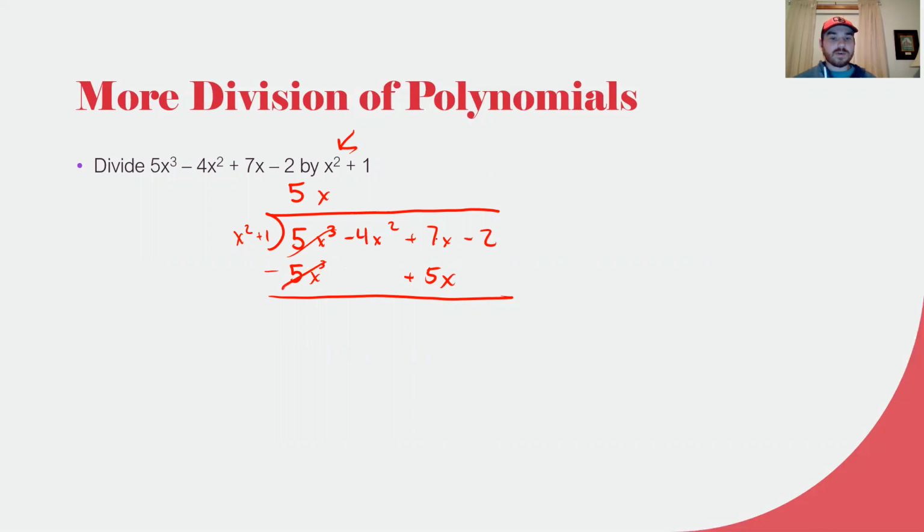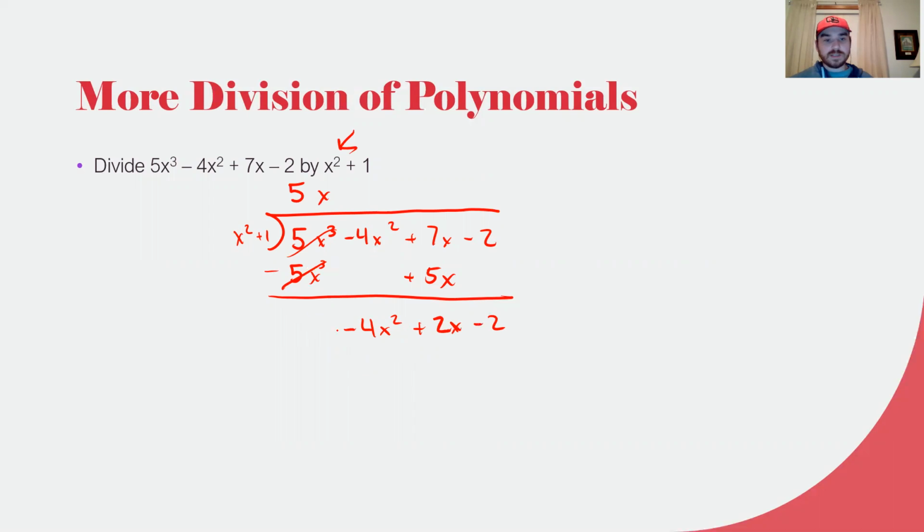These will cancel, and we have 7x minus 5x, so that's, or whoops, that's just plus 2x. Minus 2. We can bring our minus 2 down. There's nothing for the x squared yet to mess with, so we're going to do minus 4x squared. Leave that with the same symbol.